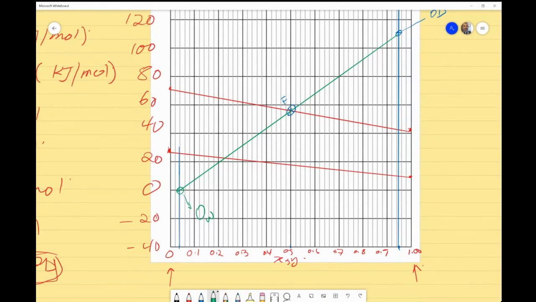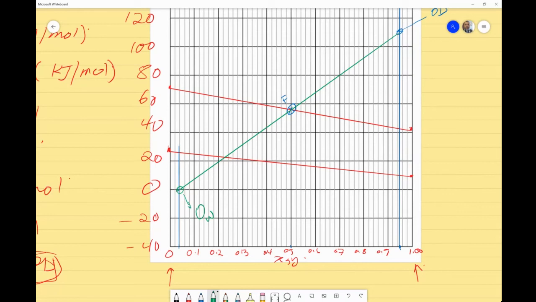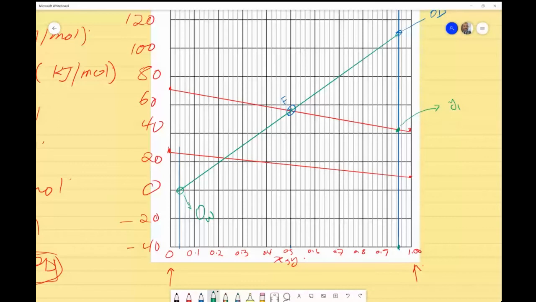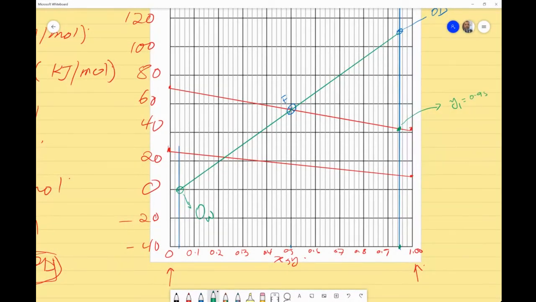This is probably, we are at the end of this. So is it okay now? Okay, good. So now what I'll do, I say, okay, this is going to represent what here, guys? It's going to represent Y1, which is equal to 0.95. I need to draw the tie line.